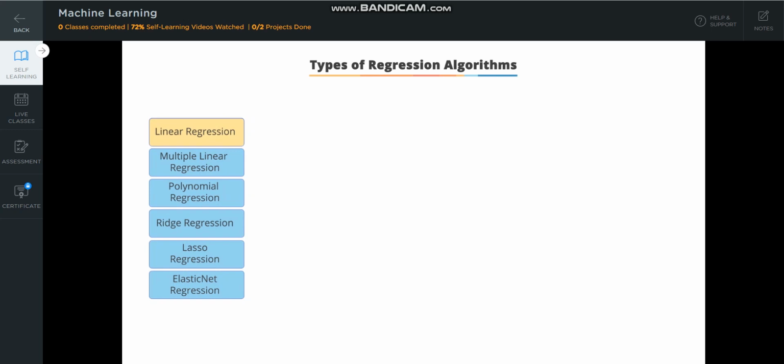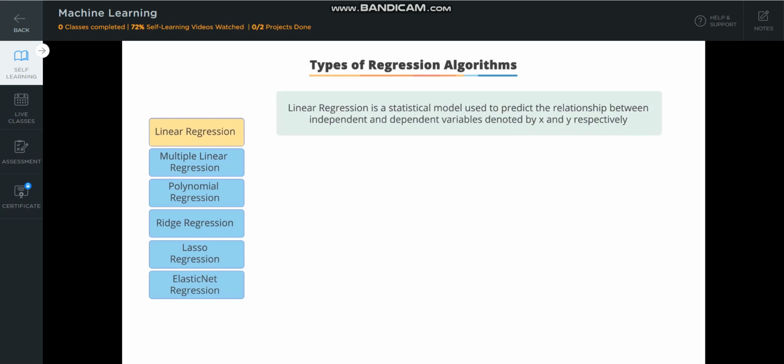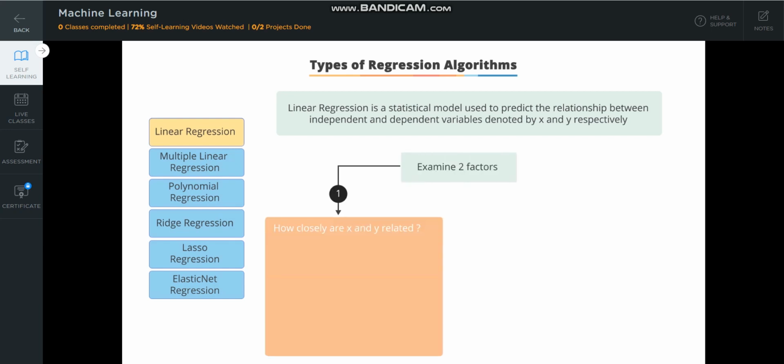Linear regression is used for finding a linear relationship between the target and one or more predictors. It is a statistical model used to predict the relationship between independent and dependent variables denoted by x and y respectively. Let's try to understand this by examining 2 factors. The first factor is how closely x and y are related to each other. The result of linear regression is a number that falls between -1 to 1, and it indicates the strength of correlation between the 2 variables, x and y.